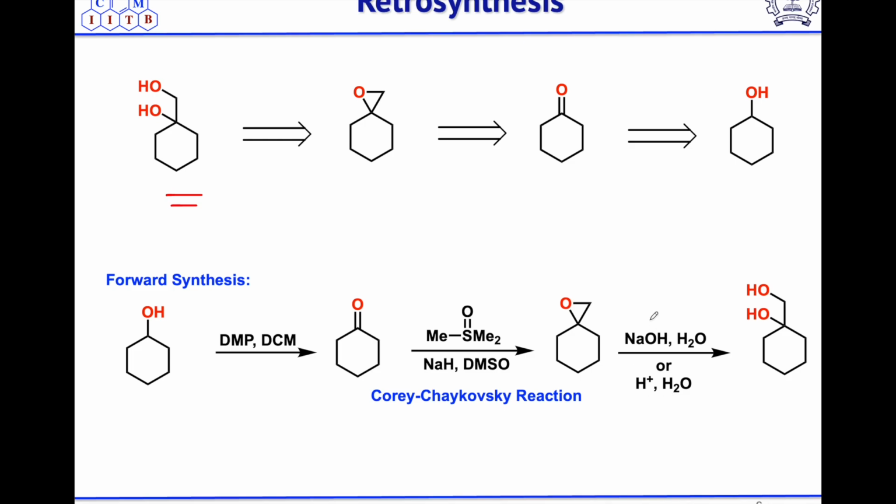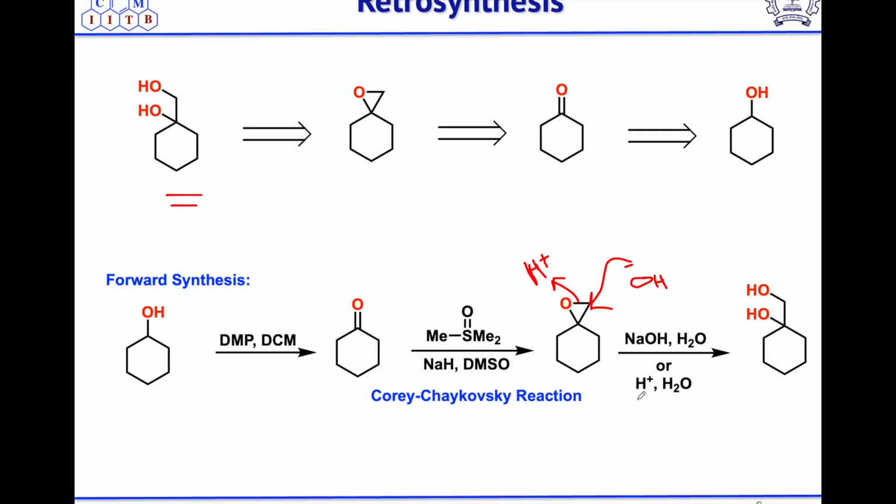In basic condition, what will happen? OH minus will directly open this epoxide, and you will get this O minus and alcohol, and O minus will take a proton from water, H plus from water, and you will get the diol, right?